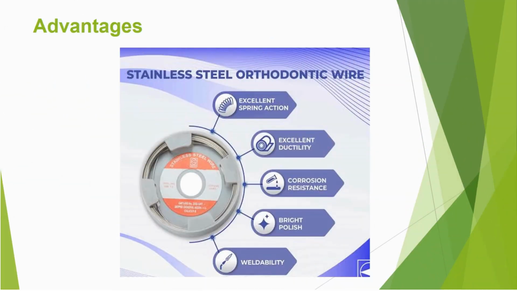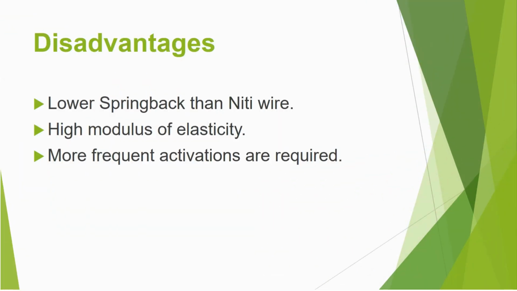Advantages of stainless steel wire are it has excellent spring back action, excellent ductility, it is corrosion resistant, and it has great weldability. Disadvantages of stainless steel wire include lower spring back than nitinol wire, high modulus of elasticity, and more frequent activations are required.